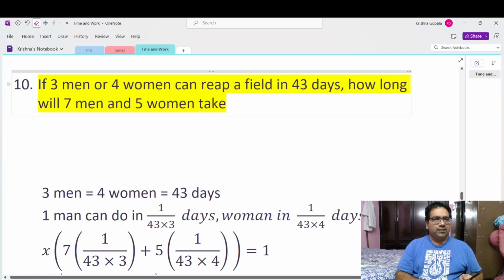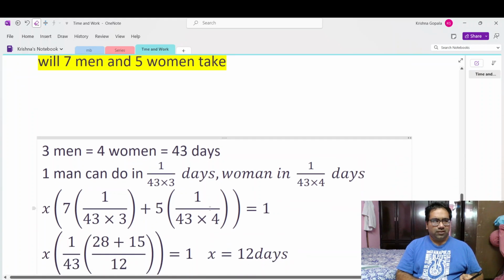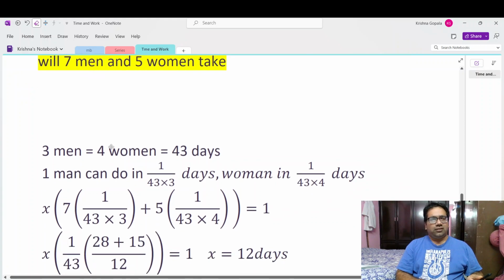Right? So now 7 men and 5 women. Each person is doing this. 7 persons will do 7 into 1 by 43 into 3 on any single day. Single day, 5 women will do 5 into 1 by 43 into 4. Now, he is saying 7 men and 5 women, how long will it take to finish the work? Let's assume that should be X days. X into whatever, this plus this. This is per day of men's work. This is women's work.